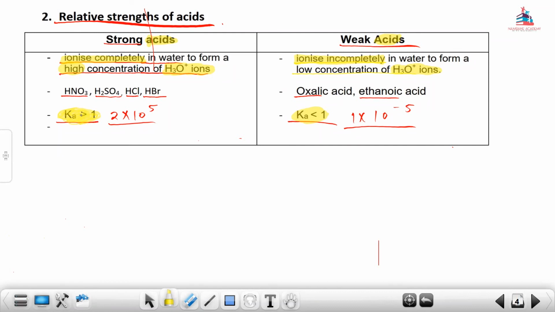And then the reason comes, to explain your answer. It is a substance that ionizes completely in water to form what? A high concentration of H3O plus.